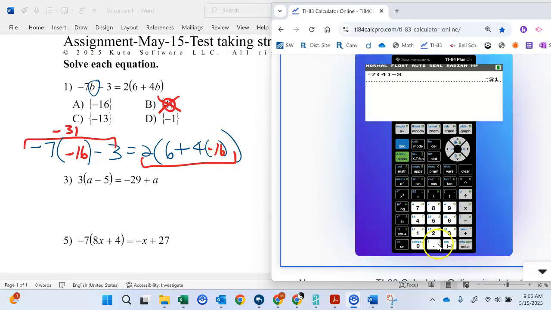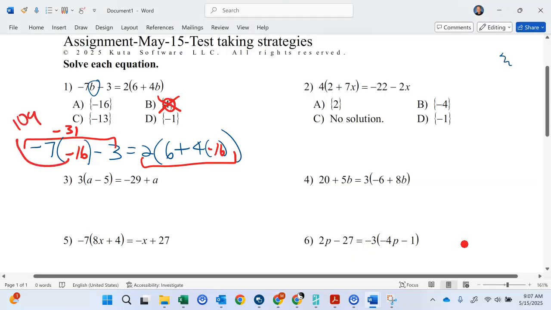Okay. So I go -7, parenthesis, negative. I got to do negative because it's in a parentheses. That makes it kind of like it's by itself. Okay. But then this -3 is not in the parentheses and there's something in front of it. So that's -3. Enter. So there I get 109. Okay. So that's 109 when this is -16.